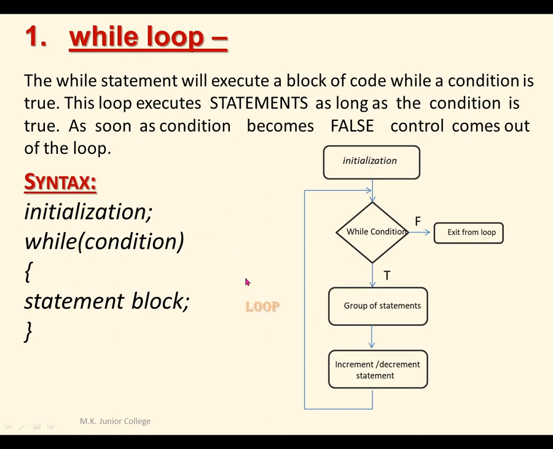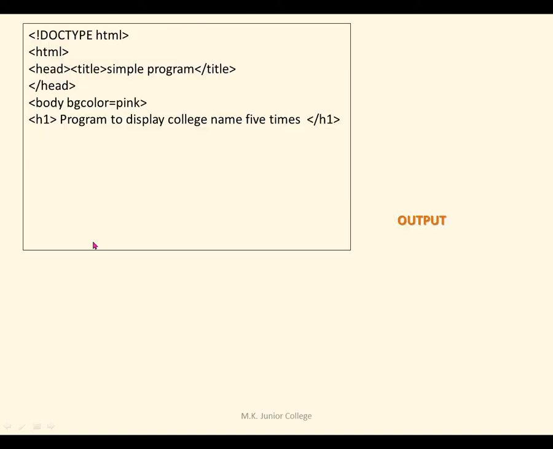Just to understand with this flow chart, you are checking some condition with the while statement, and while the condition is true, this particular loop will perform again and again. When this condition becomes false, it comes out of the loop. So this is what a while loop is, and the syntax is this. Now we'll see some examples to understand it.